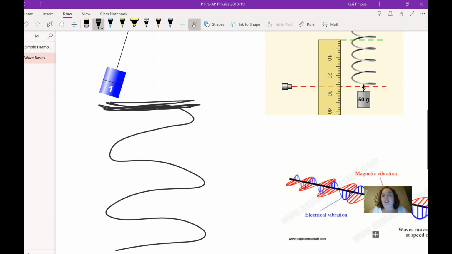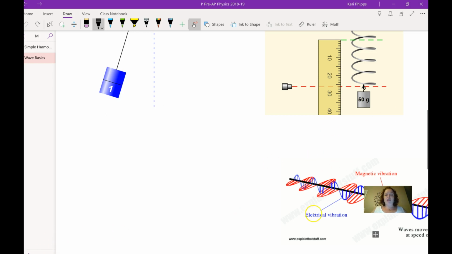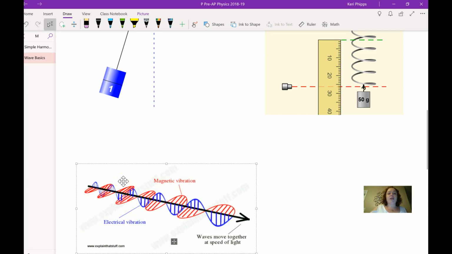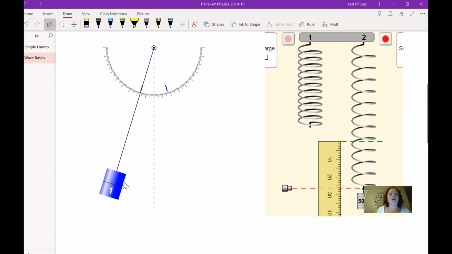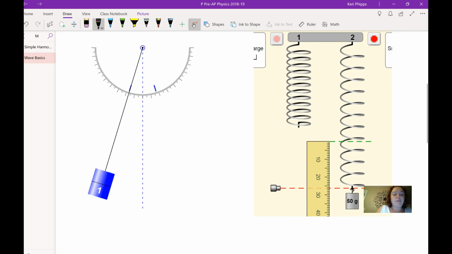But what exactly are waves? We're taking a look at this pendulum. The last time we talked about pendulums, I believe, was with energy. So I'm going to move this back, and we're going to look at this again, not with waves, but with the idea of energy. When you pull this up and it comes up to here, that is the maximum height.